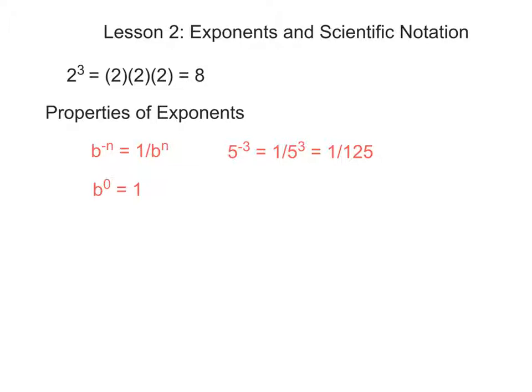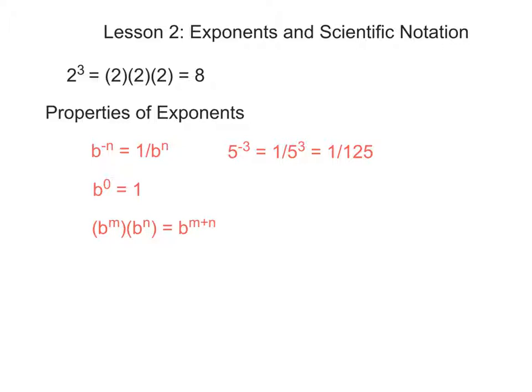Next, we have the zero exponent rule. Whenever you have any number raised to the 0 power, that's equal to 1. It doesn't matter whether it's a positive or a negative number. Any number raised to the 0 power is equal to 1.